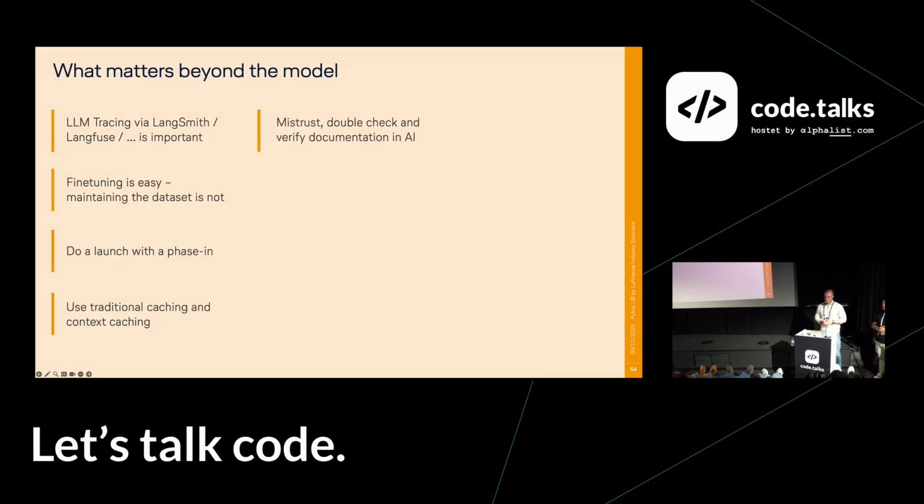But then again, mistrust, double check, and verify documentation in all AI fields. For example, in our case, the context caching was not working with the specified version of our model in combination with the fine-tuned model. And it was not listed anywhere in the documentation. So we told our stakeholders that we would get reduced prices, when in reality we wouldn't, which we only saw when we developed it.